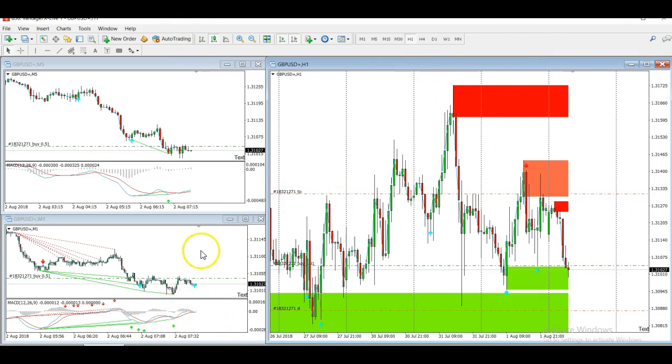So it's a live trade on the British Pound USD. All factors met to enter.